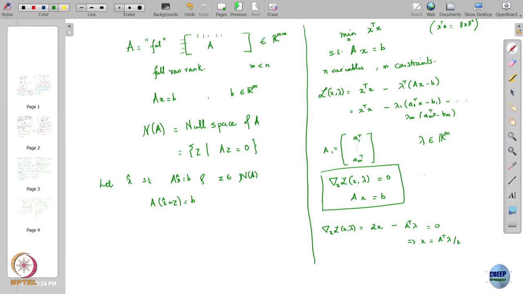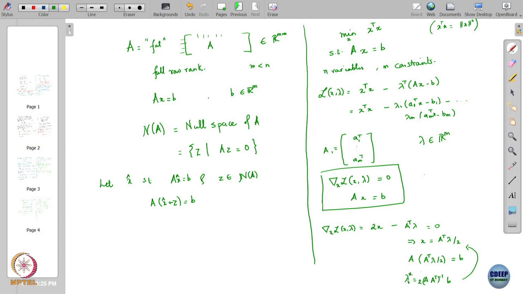Now I also need to satisfy Ax equals b. So I can just substitute for this x, and that would give me A into A transpose lambda by 2 equals b. Now, A was a fat matrix like this, A transpose would be a thin matrix, and I have assumed A is full row rank. So A into A transpose is invertible. Consequently I can take this to the other side, and so I have lambda equal to 2 times (A A transpose) inverse b. With my lambda known, I can put it back here to get back my x.